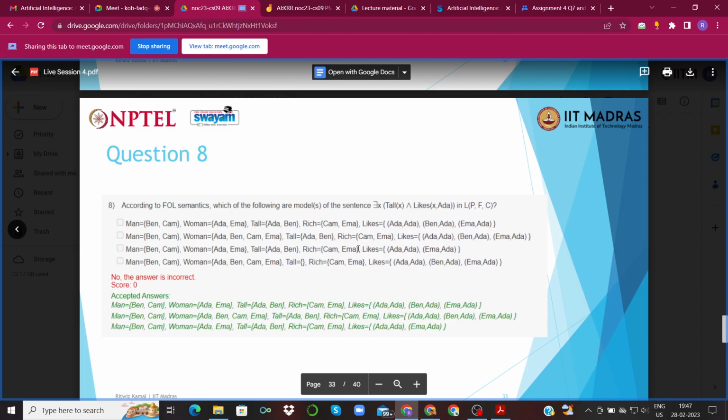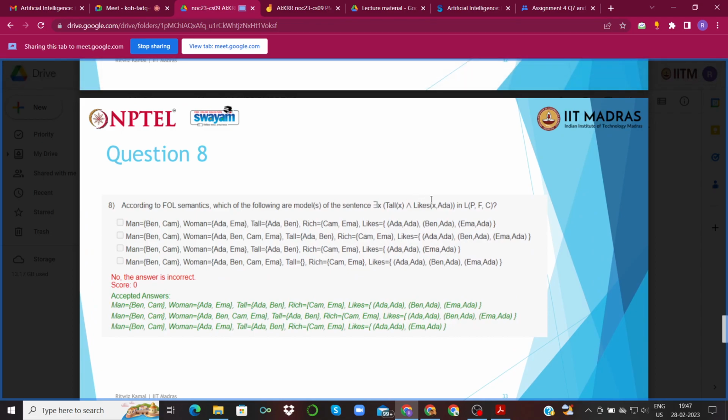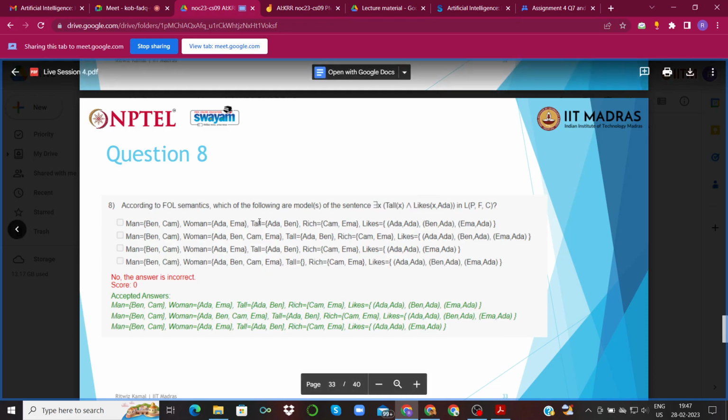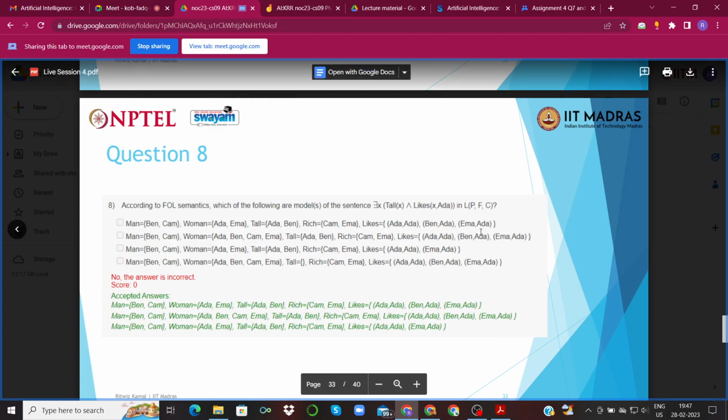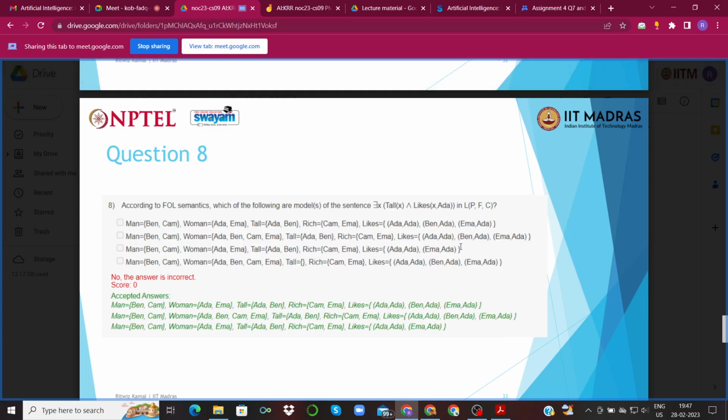Question 8 is also similar, but the formula is different over here. Here we have there exists x, tall x and likes x comma Ada. Following similar logic, remember this is a there exists, not a for all. So even if we have some x for which this condition is satisfied, we are good to go. So the first option is correct, second option is correct, and the third option is also correct.